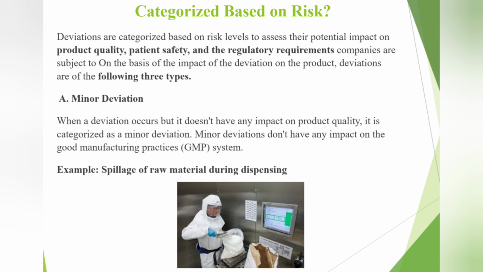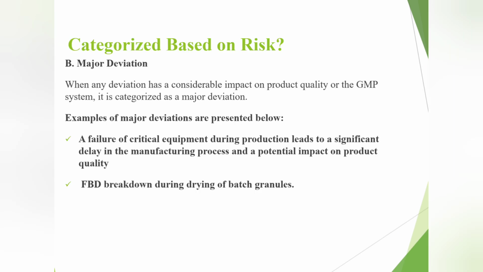First one, minor deviation. When a deviation occurs but it does not have any impact on product quality, it is categorized as a minor deviation. Minor deviations do not have any impact on the good manufacturing practice system. For example, spillage of raw material during dispensing.